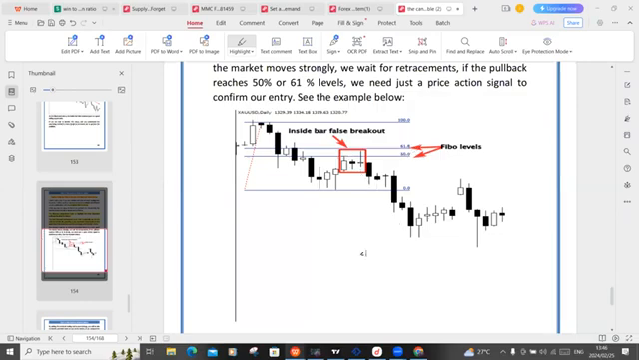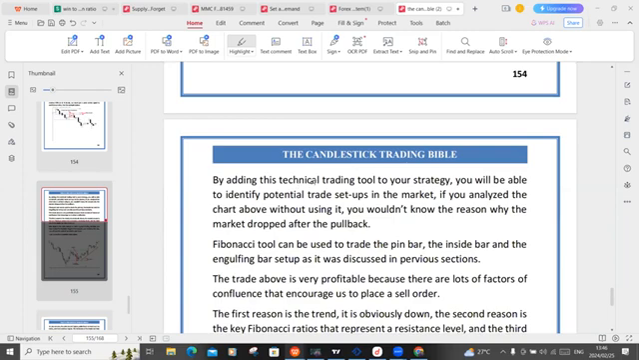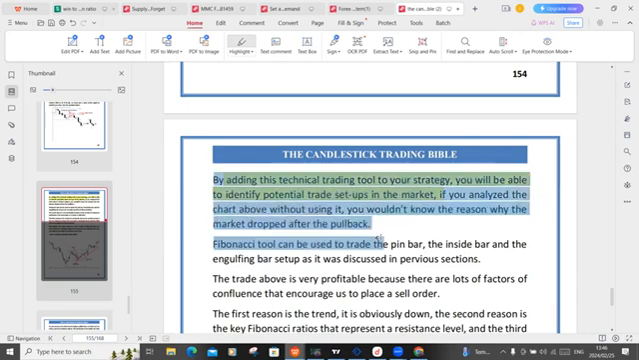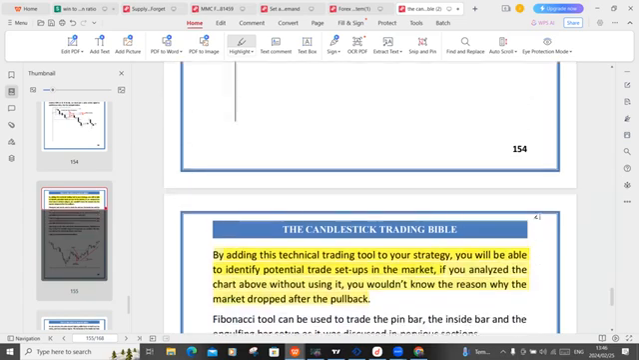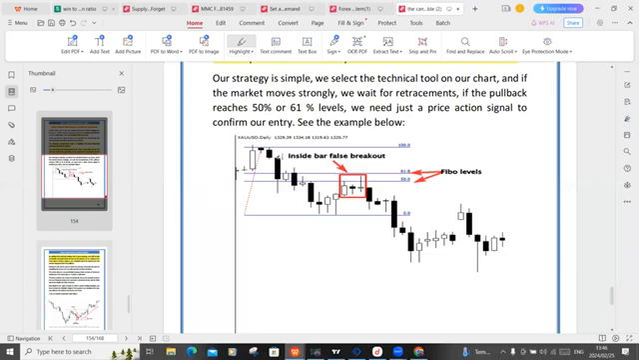So let's see what the author is saying here. By adding this technical trading tool to your strategy, you'll be able to identify potential trade setups in the market. If you analyze the chart above without using it, you will know the reason why the market dropped after the pullback, right? So if you're moving with us, if you've been reading this book from the first page, you understand the reasoning for this particular setup to form. Everything here is clear, right?